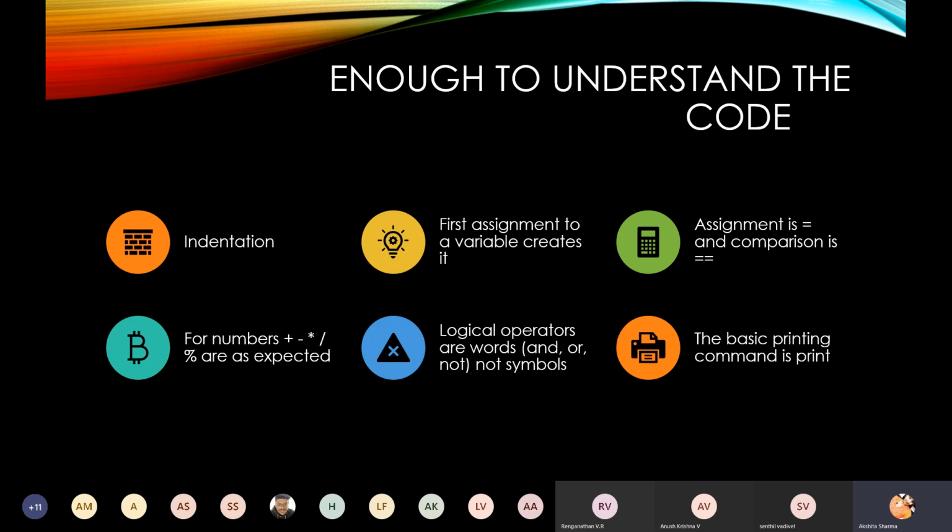In Python, the assignment operator is an equal sign and the comparison operator is a double equal sign, and the rest of the symbols like addition, subtraction, multiplication, division, and mod stay the same. Logical operators such as and, or, and not are not symbols. They're words, and the basic print command would be print. Well, let's look at the execution of Python.